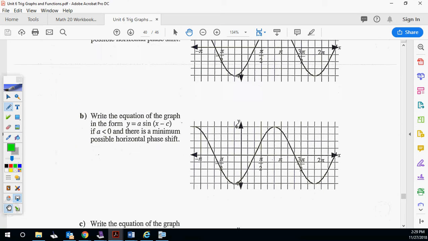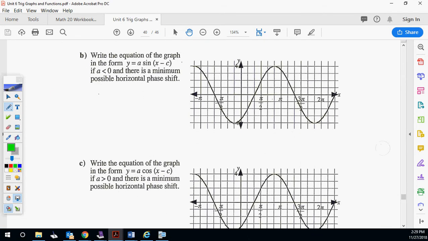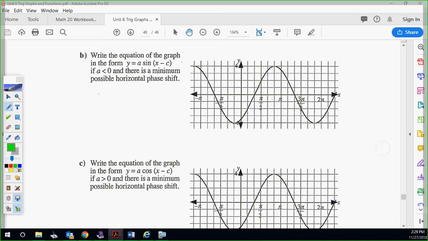So again, it's another sine graph. Write the equation of the graph in the form of, same thing we just did, and find the minimum possible horizontal phase shift. So sine, but here's the difference. It said my A is negative. So instead of sine starting going up, sine should start going down. So we actually want this guy, because if sine was flipped, it'd go here first. So this is the sine curve we're looking for.